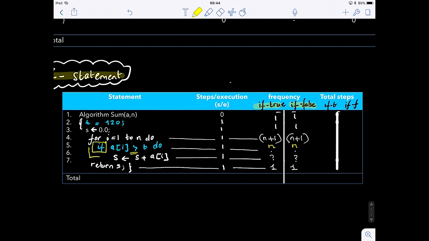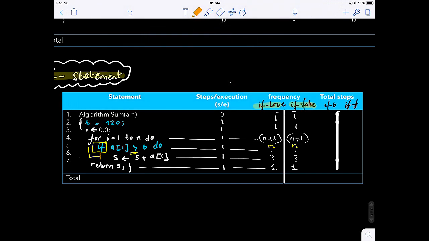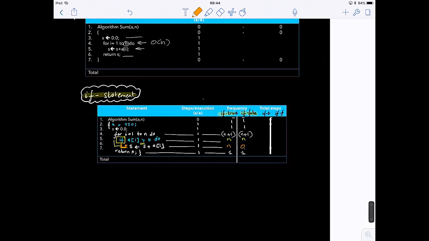Now, what really is important here is the instruction nested under the if statement. So, if it is always true, how many times will this be executed? N times. Good. And if it is always false, how many times? 0. We'll always skip it. That's it. Okay, so you guys get the idea. It's quite simple.